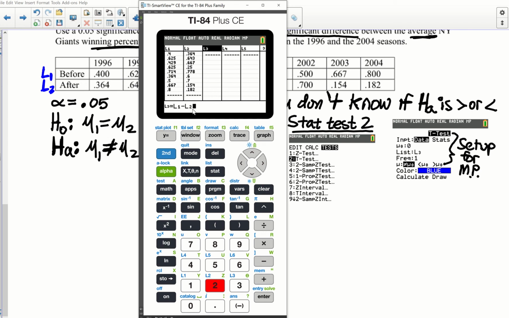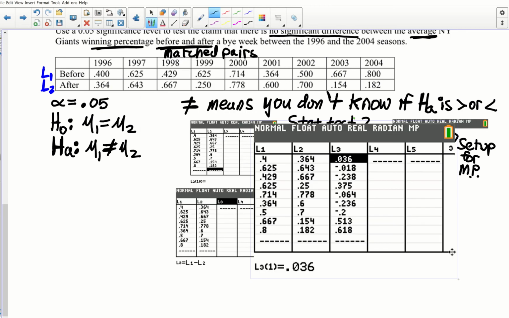Now we're using that minus at the bottom. Sorry? The minus, keep the very bottom one, this minus sign, the regular minus sign, not the negative sign. And once you do that, you can hit enter. And it's going to create a list of differences in L3. All right, so each one of these values represents the difference between L1 and L2. So if I did L1 minus L2, I would get this entry in L3. It saves us from having to do those calculations by hand.